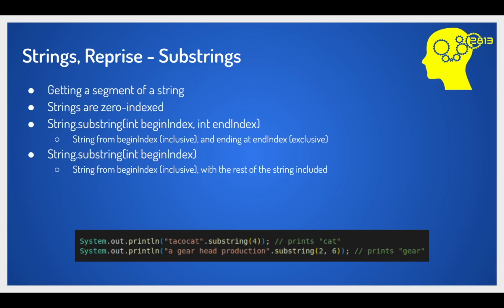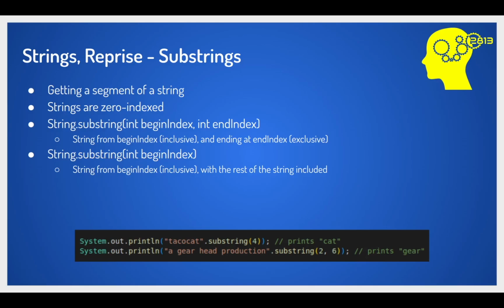You can use the substring method and put in your beginning index and your end index, or you can use the substring method and just put in the beginning index. If you do the first one, it will go from the beginning index to the character right before the ending index, which means that it's exclusive to the ending index. And if you use the second one, it will go from the beginning index to the end of the string.